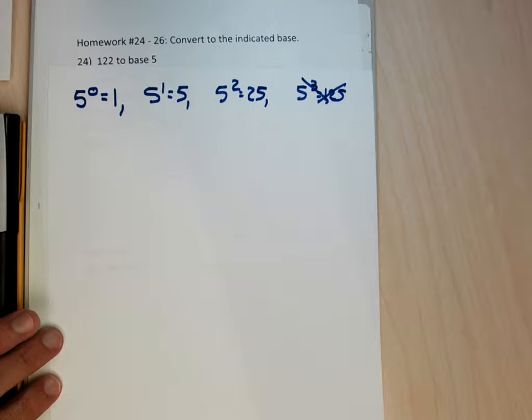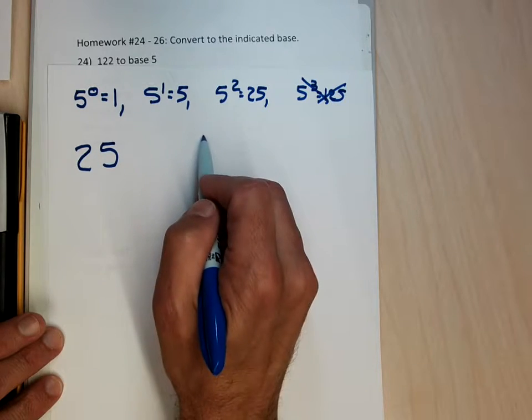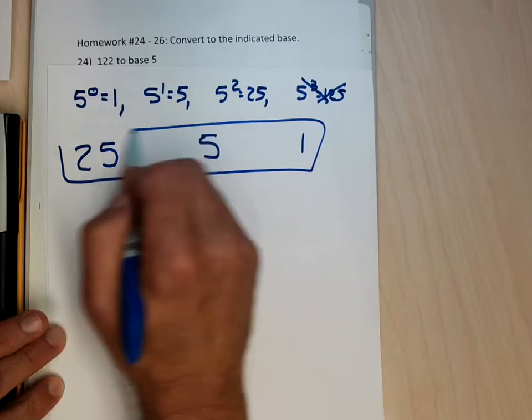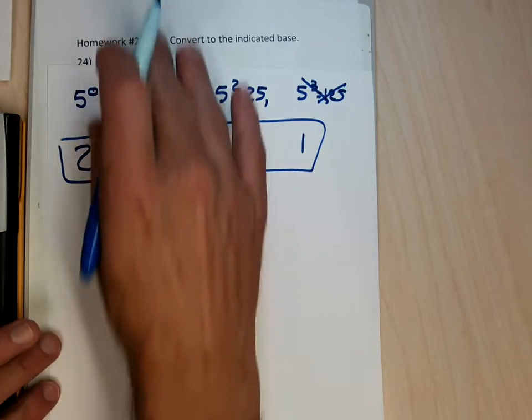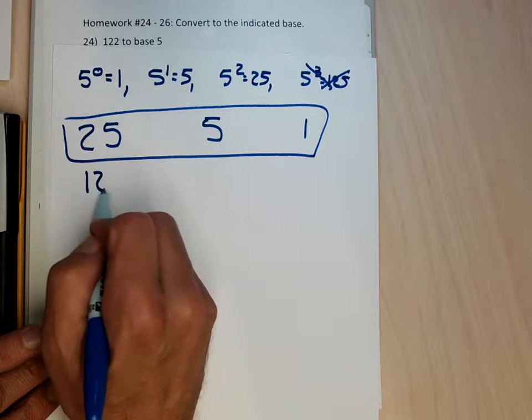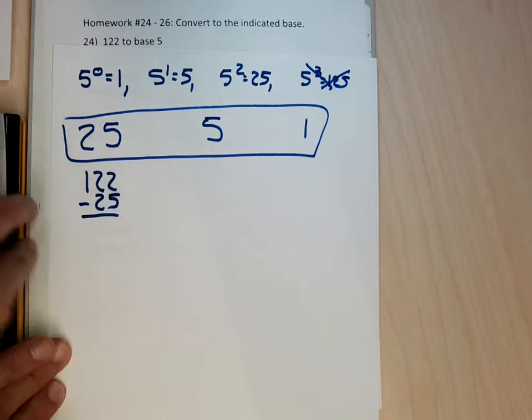Once we knew all the powers that were less than the number that we're converting, we wrote those numbers down backwards. So we did a 25, a 5, and a 1. Wrote them in a nice box. And now I'm going to start the subtraction part to get my answer. First thing I'm going to do is take the 122, which is a given number, and start subtracting 25 until I get a number smaller than 25.